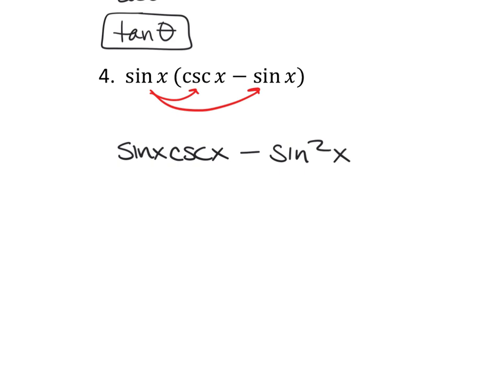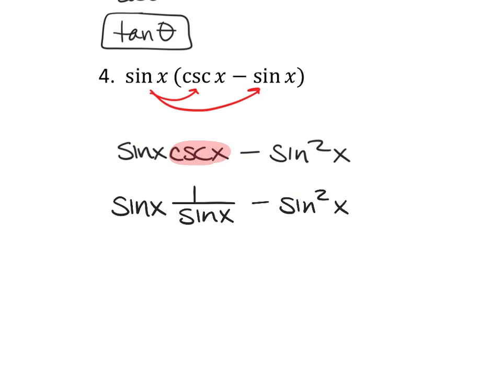Like I said, I like putting things in sines and cosines. So what could we do with this to get it to be a sine or a cosine? Reciprocal identity. What is the reciprocal of cosecant? Sine. Oh, snap, look what's going to happen.